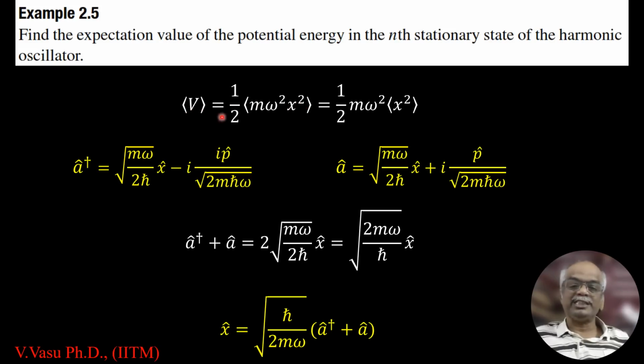Then the expectation value. Here I can take m omega squared outside of the expectation value because it's a constant. So this will become half m omega squared times the expectation value of x squared.